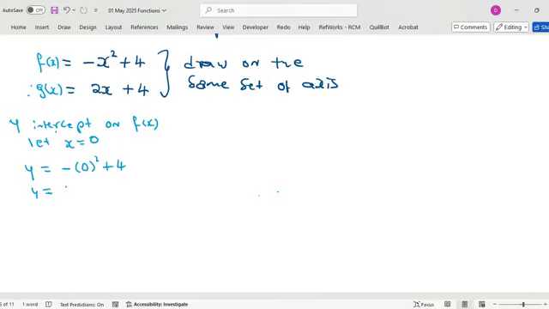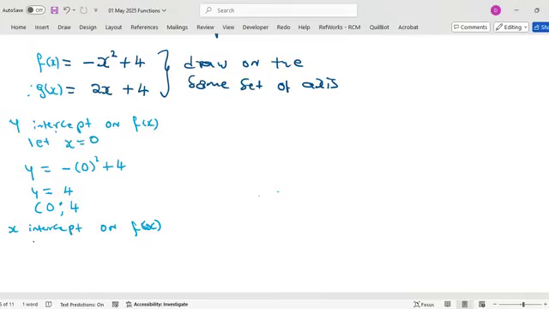Positive 4. Then my coordinates will be x is 0 and y is positive 4. On the same graph, let's get the x-intercept on f of x. If we're looking for the x-intercept, what do we do? Anyone?